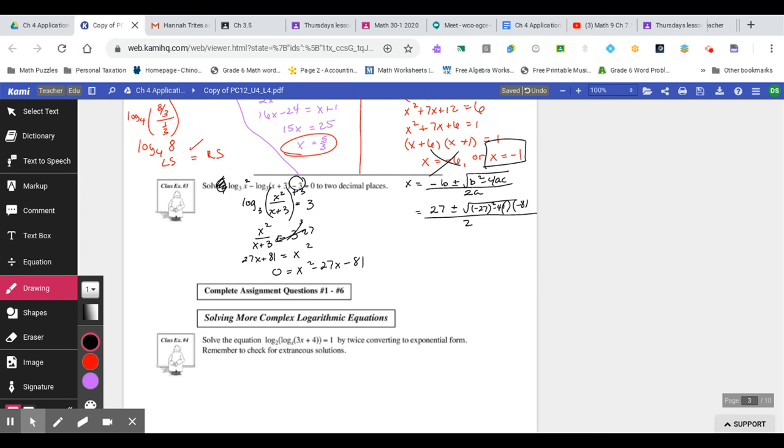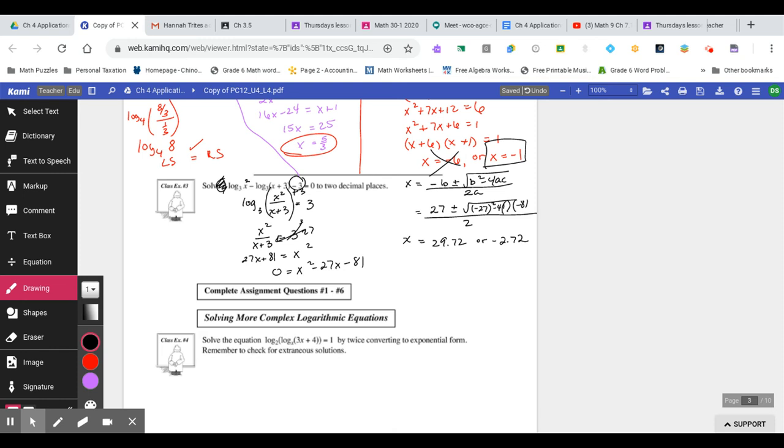All right, when I get all done punching that in my calculator, I should get two different answers. One will be 29.72, and the other one will be negative 2.72. One will happen when I add that nasty radical, and one will be when I subtract it. Now, are they both right?